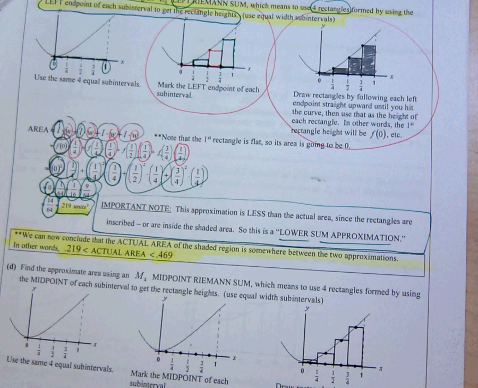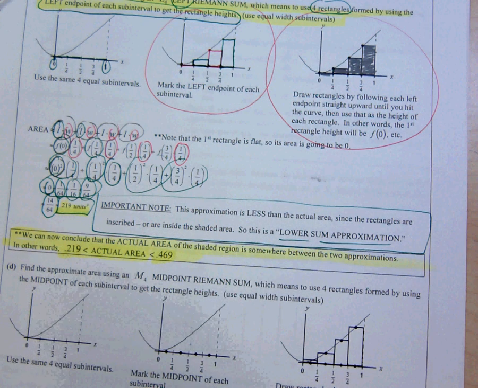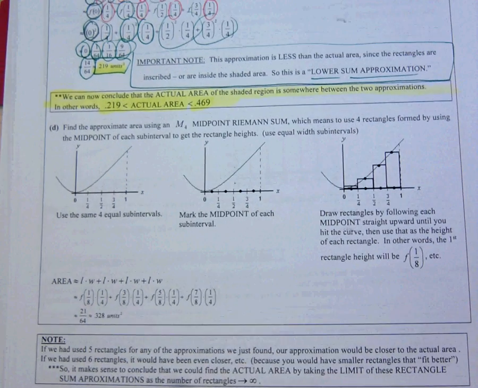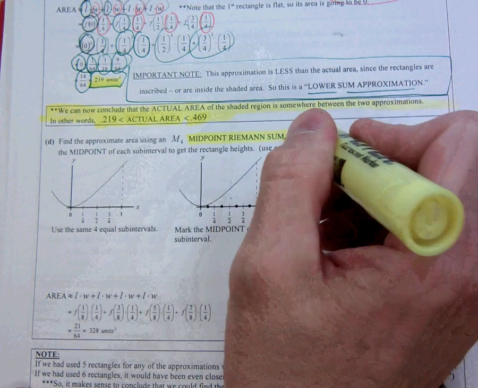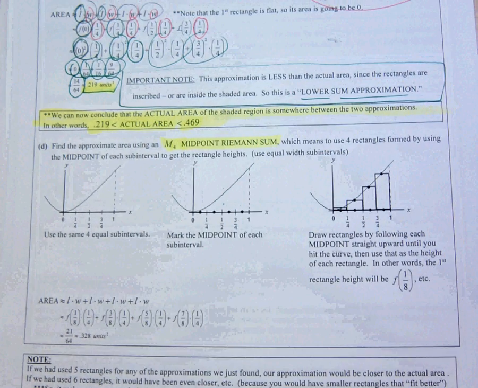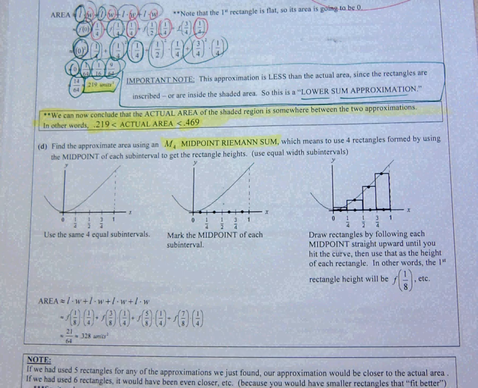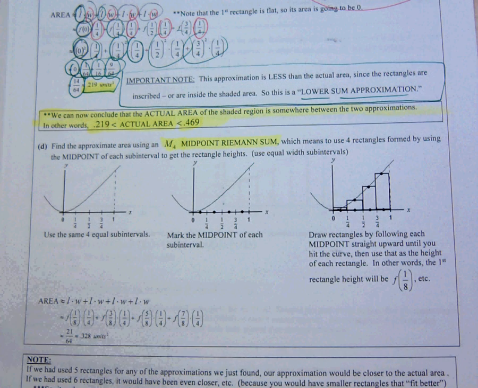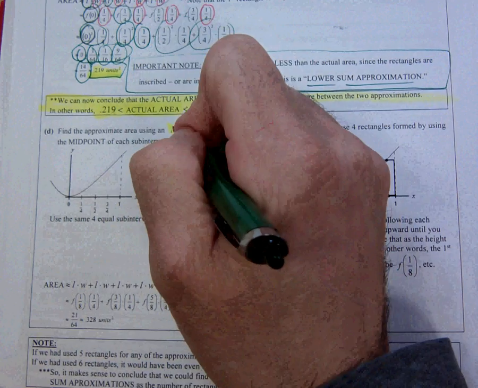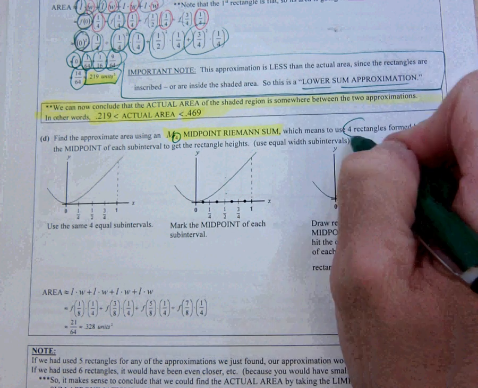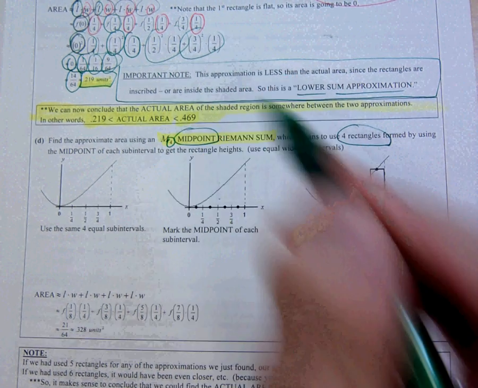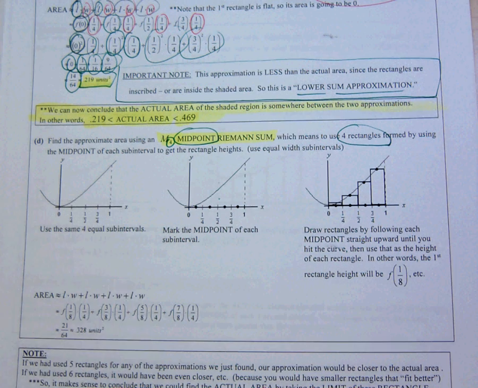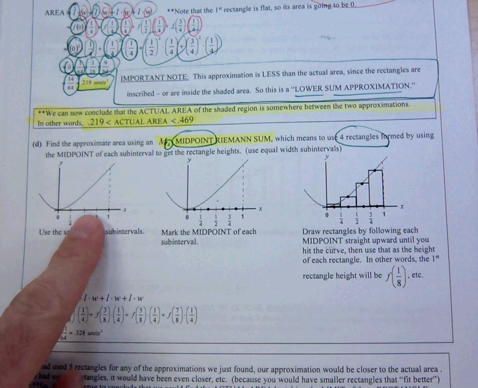All right. There's one other kind of Riemann sum you need to know, and that would be what we call a midpoint Riemann sum. And so if you're going to find the M4 midpoint Riemann sum, once again, the 4 tells you that you can use 4 rectangles. And the fact that this is a midpoint Riemann sum means you're going to use the midpoint of each subinterval to get the rectangle heights.